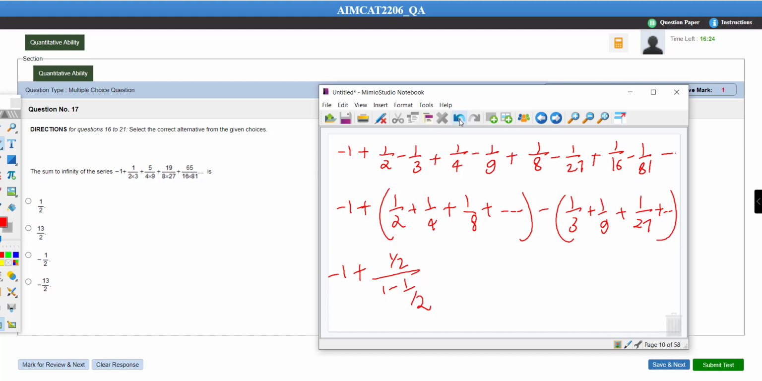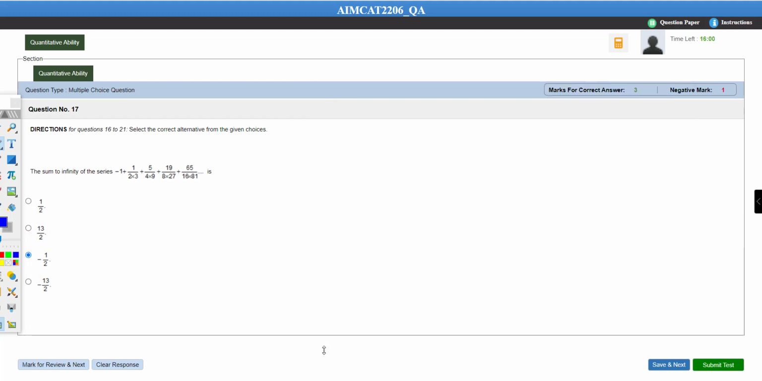Okay, after that over here, first minus 1 by 3 is the first term divided by 1 minus 1 by 3. So let's do this, we will get the answer. Minus 1 plus 1 by 2 by 1 by 2 is 1, minus 1 by 3 divided by 2 by 3 is 1 by 3 divided by 2 by 3 is 1 by 2. Okay, so the answer is going to be minus 1 by 2. Yes, correct.